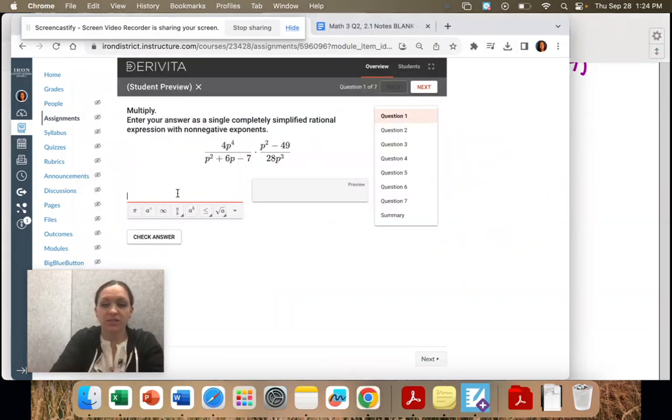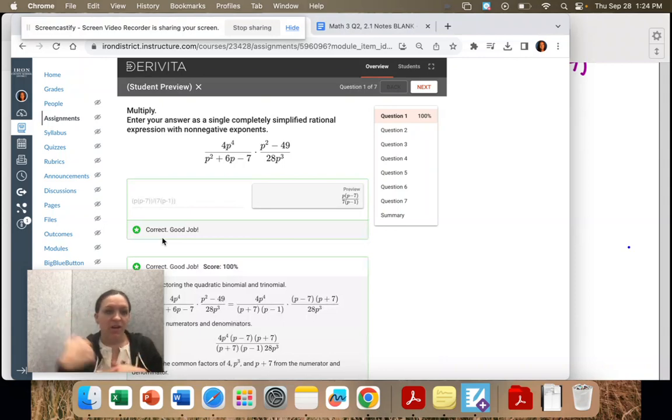But typing it in is a little tricky. You need parentheses around the entire numerator. See how it's double parentheses? It's because now I'm going to divide. Do parentheses again. 7 p minus 1. So there's a lot of parentheses in there. And that keeps our fractions separate.